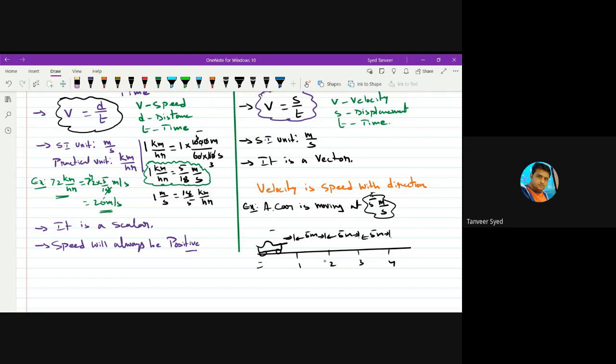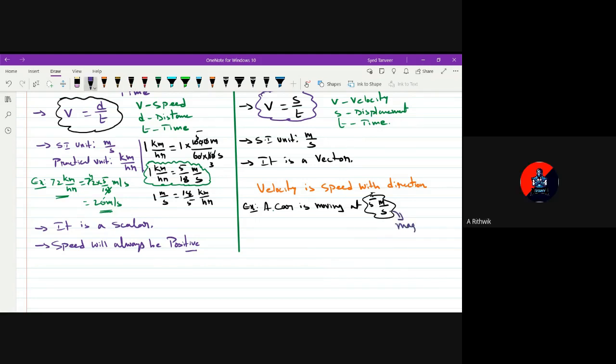But if I tell you, that means this statement, a car moving at 5 meter per second, is not conveying the entire information of the motion of that car. It is only giving you magnitude. It is not telling the direction, so it is not giving you the complete information. If you want to completely describe the motion of that car, you must specify the direction also.